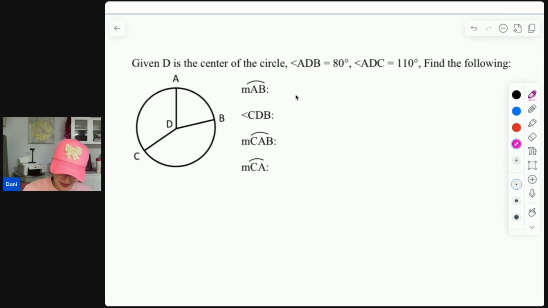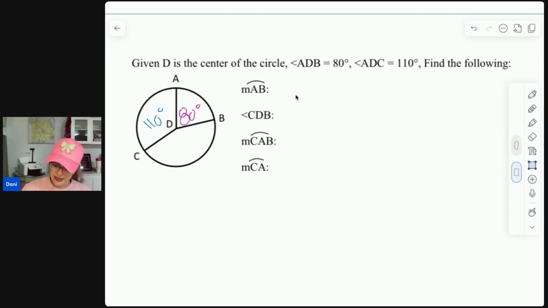All right, so we have angle ADB is 80 degrees as a given. We also have angle ADC is 110 degrees, so no linear pair. All right, what are we looking for? So arc AB. Well, since this is given circle D, let me move this out of the way a little bit.